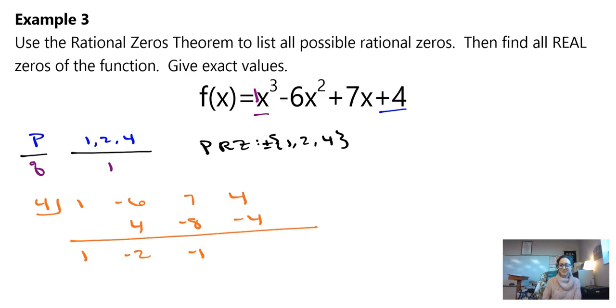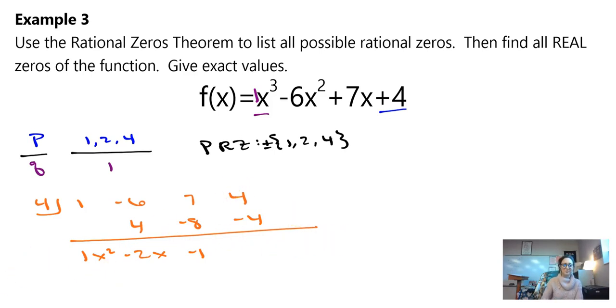So I'm getting 1, -2, -1, 0 for the remainder. If you're not getting 0 for the remainder, you're doing something wrong, right? Because we know that this should be a factor, so it should divide evenly, no remainder. So this is x squared minus 2x minus 1. So this is not factorable, right? Like there are no two numbers that multiply to be -1 and add to be -2, right? So what I can do is use the quadratic formula.